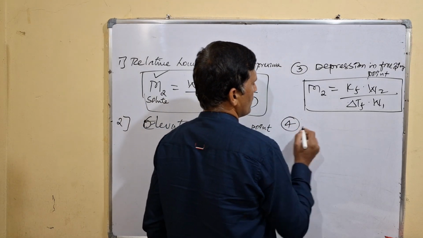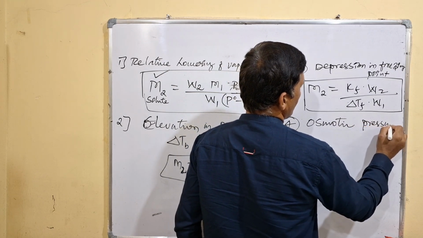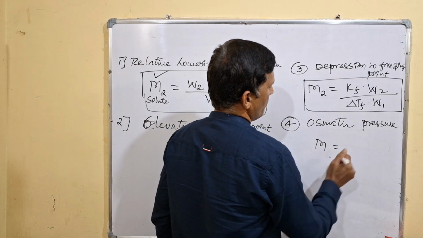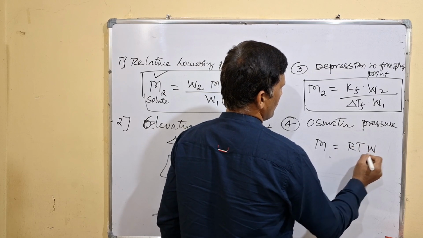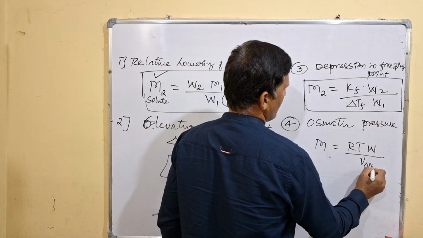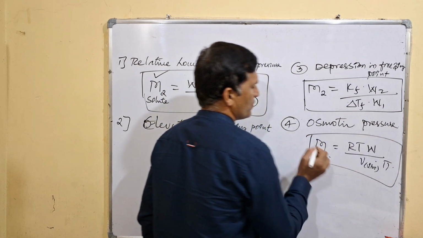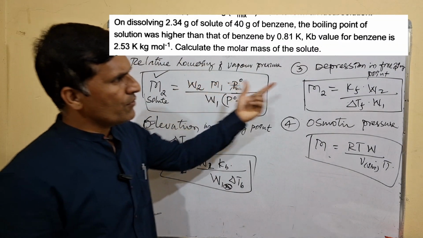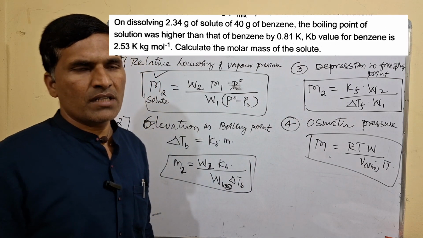And the fourth formula is osmotic pressure, the fourth colligative property. We calculate molar mass by using osmotic pressure as M is equal to W into RT divided by pi, the osmotic pressure, into V, the volume of the solution in liters. Again, you should remember this. This is the fourth formula that we use to solve the numerical problems. If you remember only these 4 formulas, you can solve one problem which carries 3 marks.